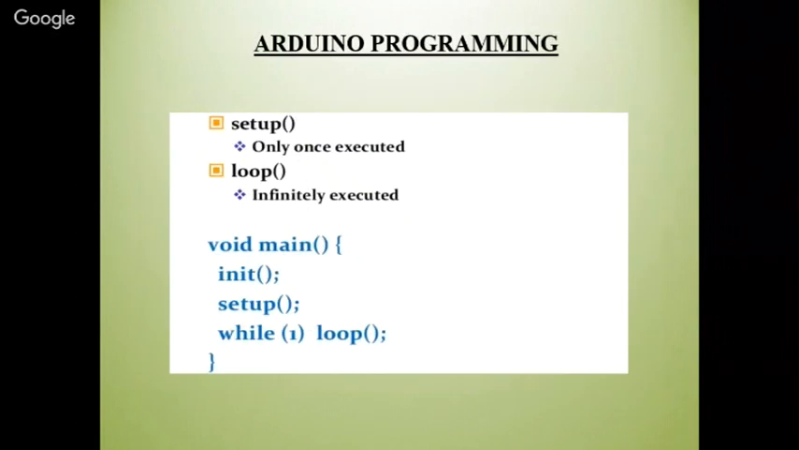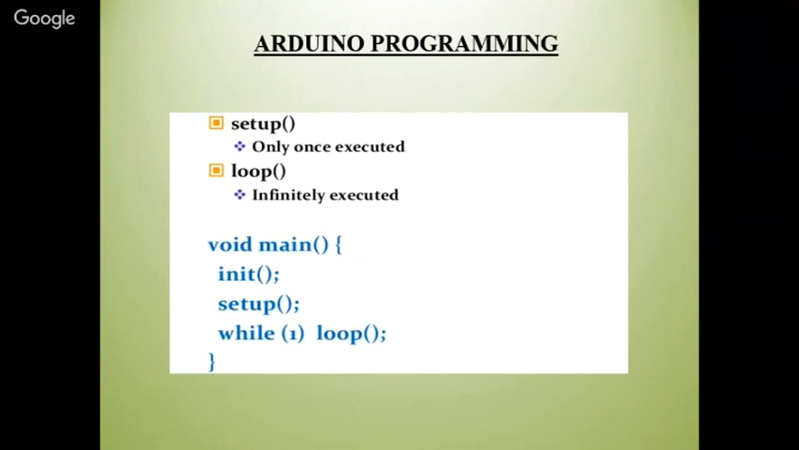Arduino programming basics. You can see the void setup and void loop. I have explained them earlier. In void setup, the code is executed only once, and in void loop, it is executed infinitely, again and again.